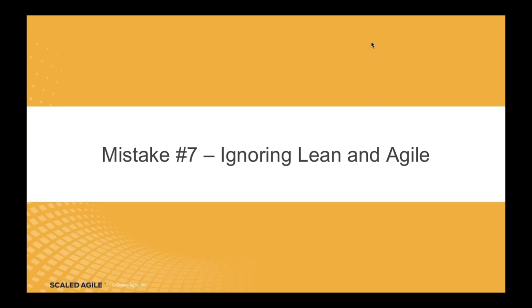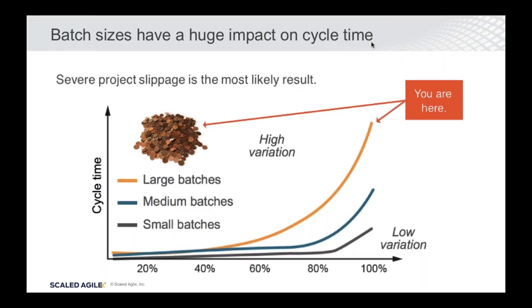Then mistake number 7 is ignoring lean and agile. So a lot of people who are doing the DevOps transformation are saying, let's just focus on the ops, on the DevOps parts. How do we make the deployment part from code onwards fast? So we'll just start thinking about this problem from when code gets committed. And it is an important part of the problem, but it's just a part of the problem.